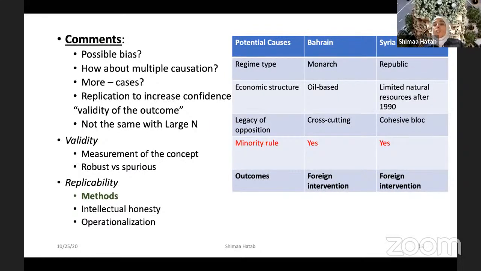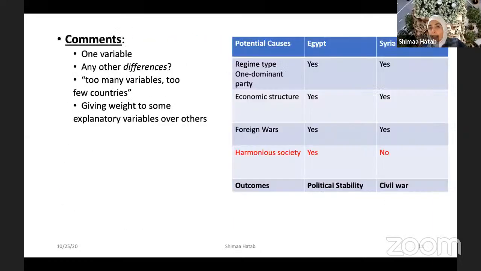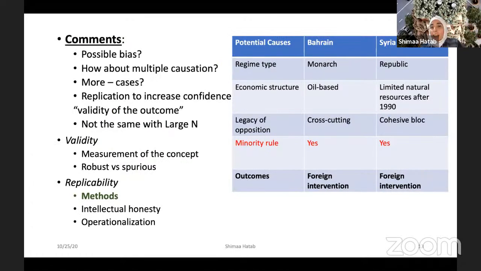This is the most similar system design, because they share some commonalities and are similar in so many variables. But we call it a method of difference because the outcome variable is different in the two countries. The outcome you explain is different, so that's why it's a method of difference, but it's the most similar system design. The method of similarity, or the most different system design, has the logic quite the opposite.